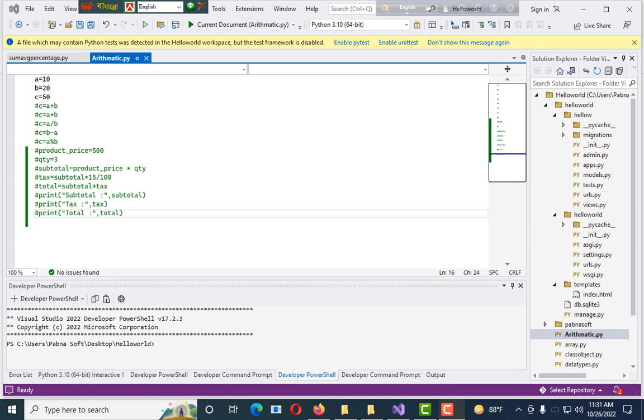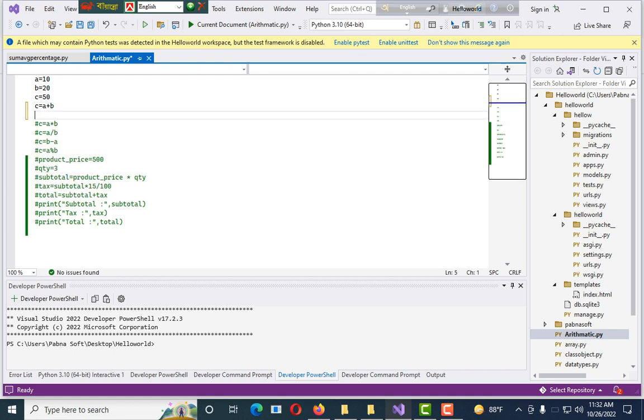So I will discuss arithmetic operation, how to calculate arithmetic operation. One variable a equal to 10, b equal to 20, c equal to 50. Now I will show that c equal to a plus b. Okay, now print.